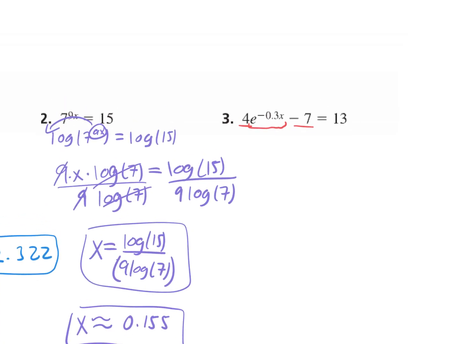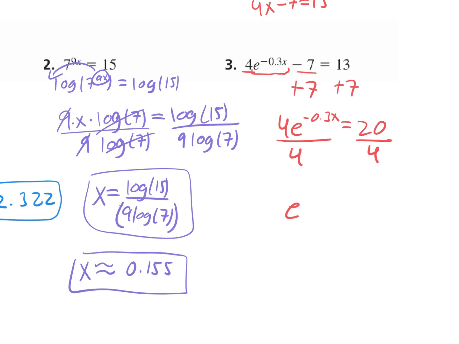So treat it as if it was an equation, like 4x minus 7 equals 13. Now, how do you get x by itself? Well, you would, of course, do inverse operations, right? You would add 7 and then divide by 4. That's exactly what we're going to do here, because this time I want e to the negative 0.3x by itself. So I'm going to add 7, and then I get 4 e to the negative 0.3x equals 20. And then now I can divide by 4.